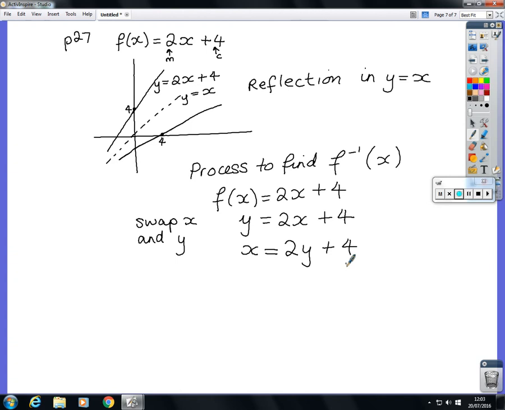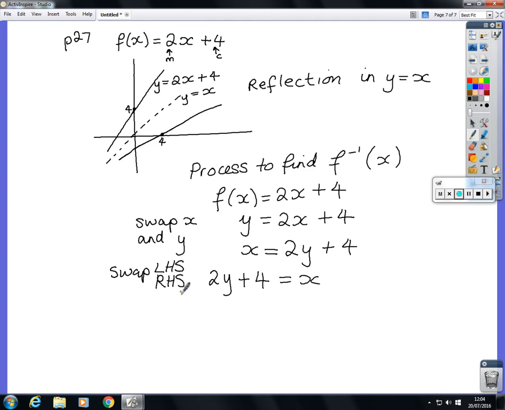The next thing we need to do is swap sides. 2y plus 4 goes on the left and x goes on the right. Again, that's not really doing any maths, we've just swapped the left hand side and the right hand side around.